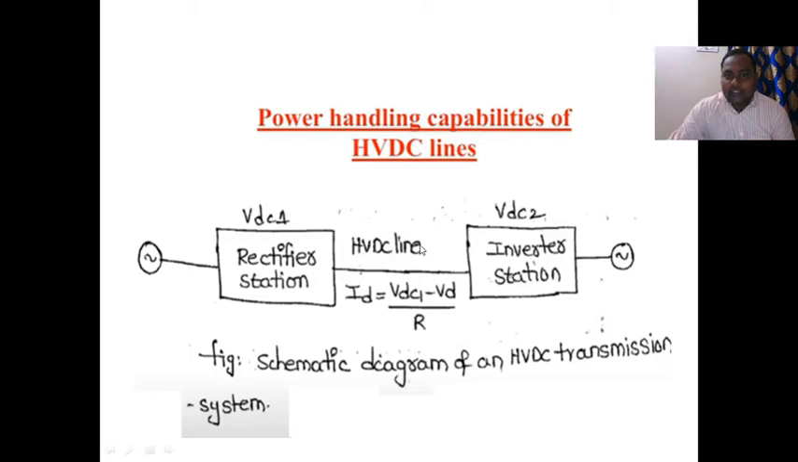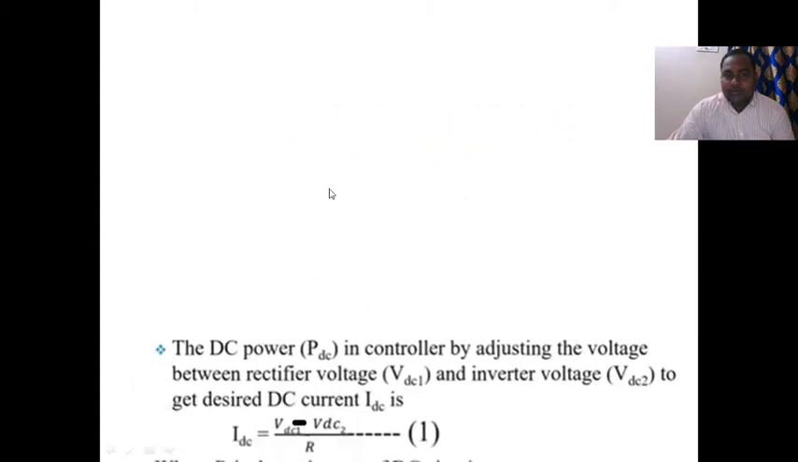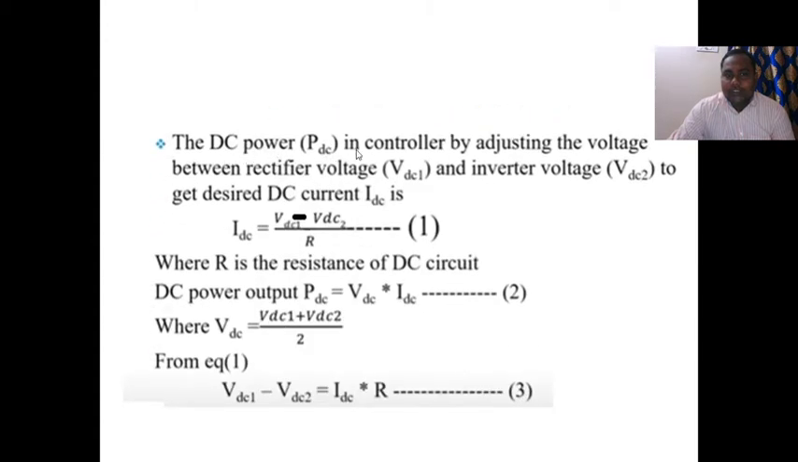This is the HVDC line. The current flowing in HVDC is ID, that is equal to VDC1 minus VDC2 by R. VDC1 is the rectifier station voltage. VDC2 is the inverter station voltage. The DC power PDC is controlled by adjusting the voltage between rectifier voltage VDC1 and inverter voltage VDC2 to get the desired DC current.